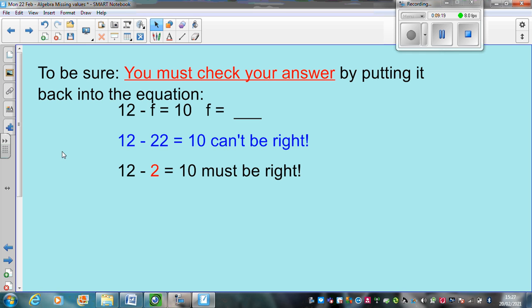So, to be sure, you must check your answer at the end by putting it back into the equation. 12 take away F equals 10. Can 12 take away 22 be 10? No, it can't. Can't be right. 12 take away 2 must be correct. Okay, so always check your answers.